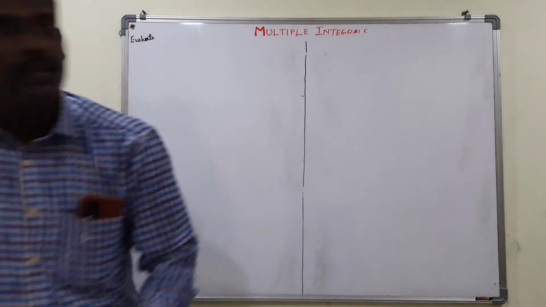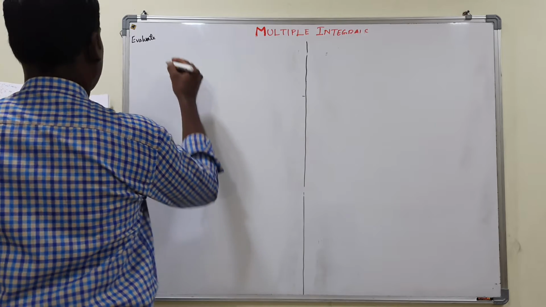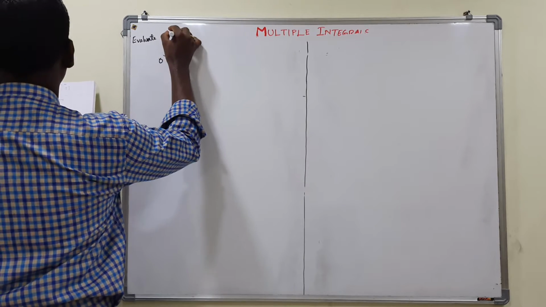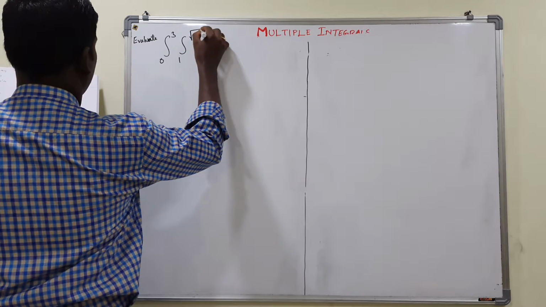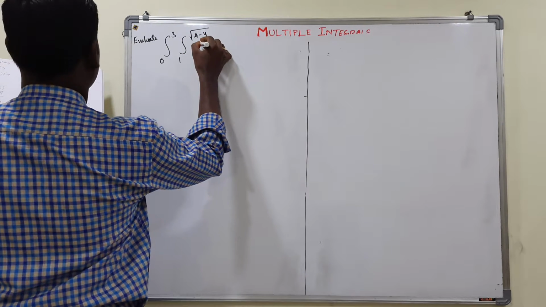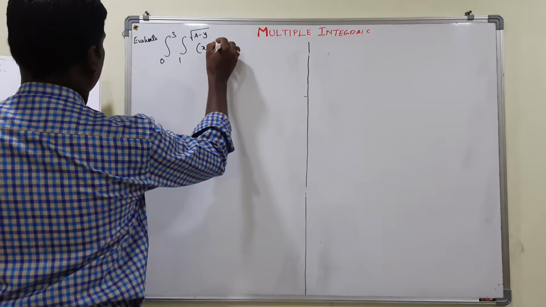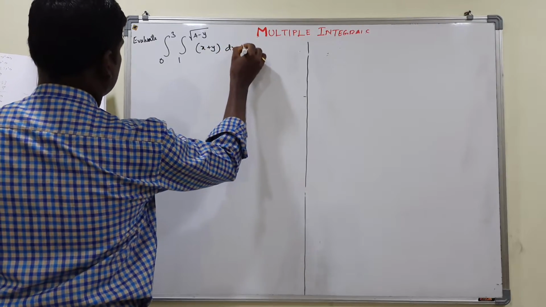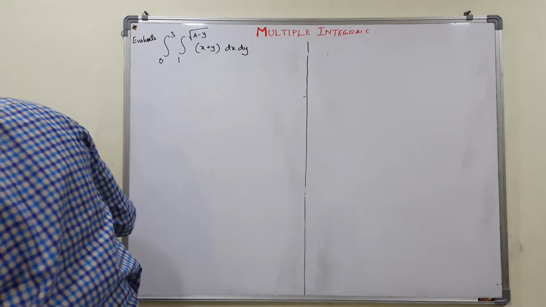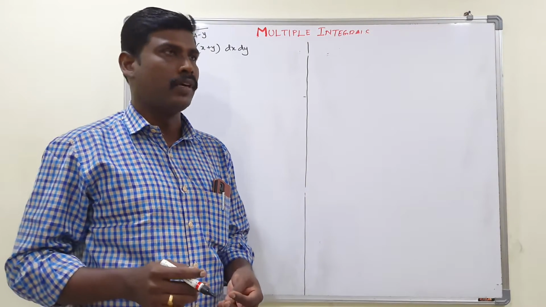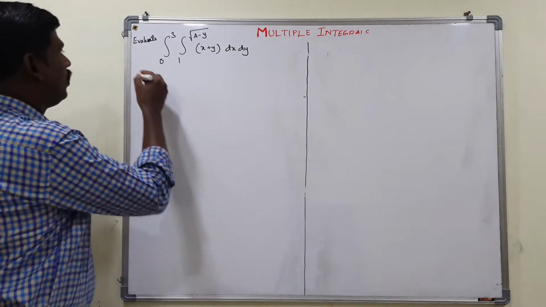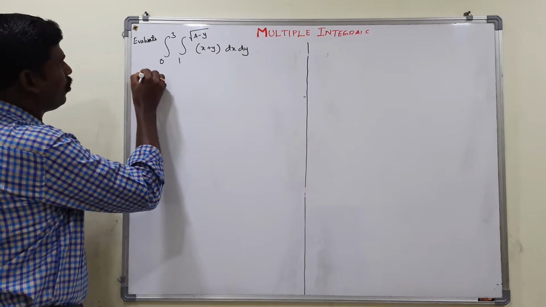Okay, first problem. Integral 0 to 3, integral 1 to root of 4 minus y, of x plus y dx dy. For the previous session, the link is in the description box, you can watch it, right? Okay, now let us directly enter the problem solution.